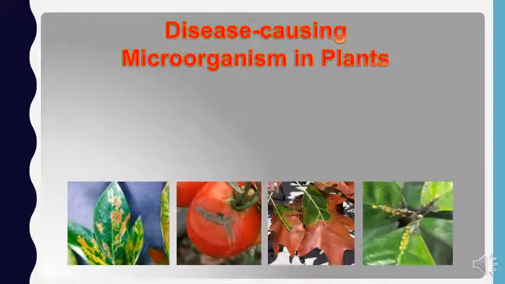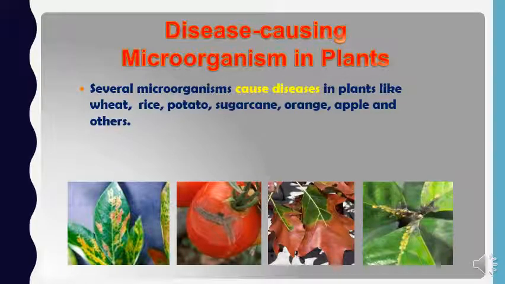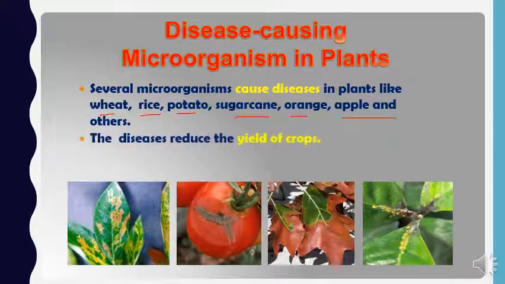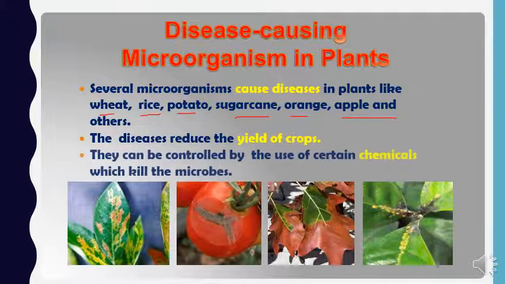Now the disease causing microorganisms in plants. Several microorganisms cause diseases in plants like wheat, rice, potato, sugarcane, orange, apple and various other plants. The disease reduces the yield of crops, means the quality of crops. They can be controlled by the use of certain chemicals which kill the microbes.